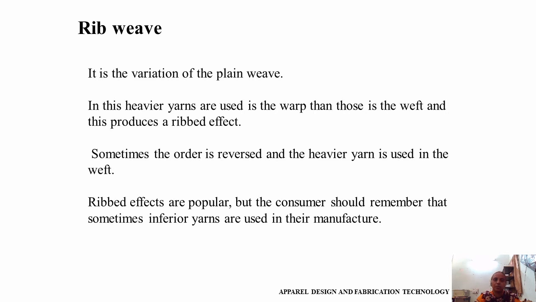Ribbed effects are popular, but the consumer should remember that sometimes inferior yarns are used in their manufacture. So rib weave is a variation of the plain weave. In this, heavier yarns, that is the coarser yarns, are used in the warp, and thinner yarns in the weft. You can use the reverse also: coarser yarn and thinner yarn. If we are using the coarser as the warp, you have to use the thinner yarn as the weft.